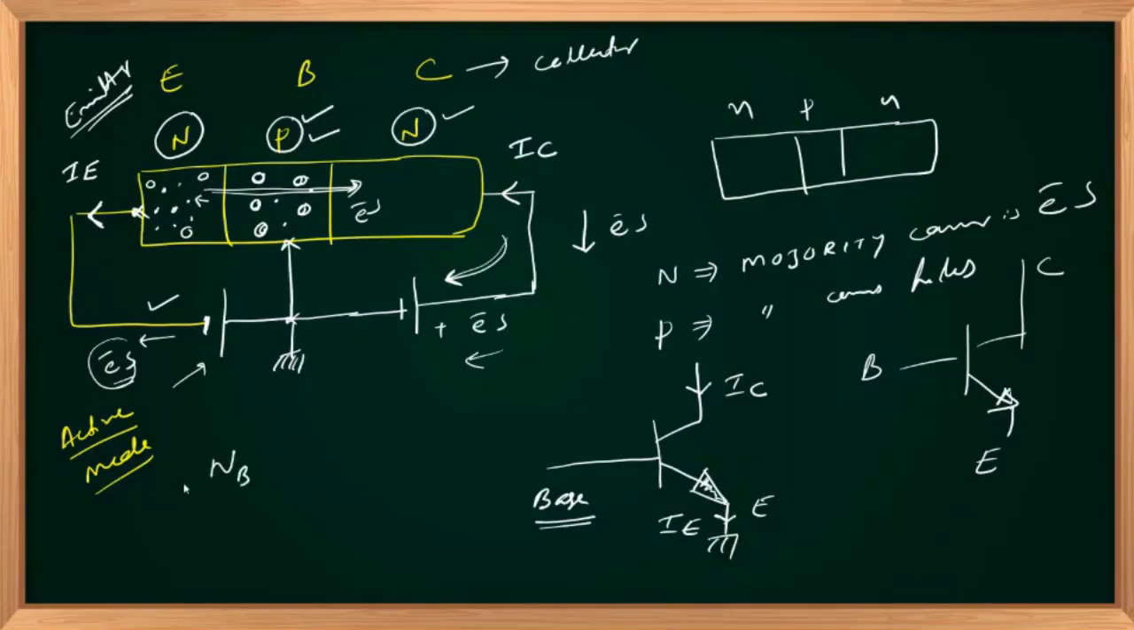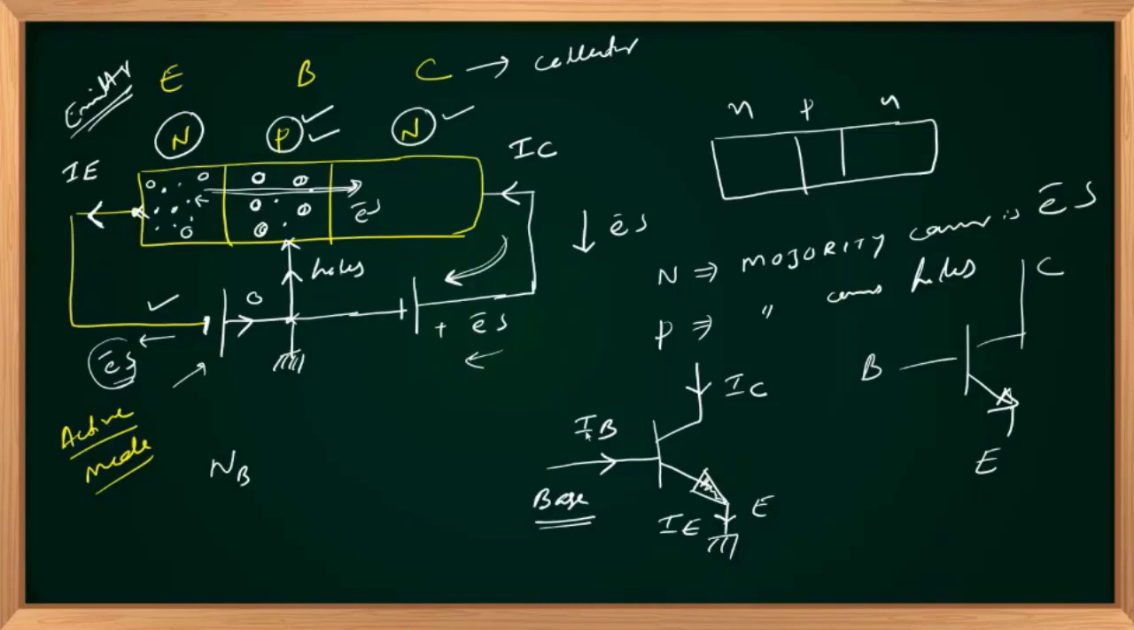So the recombined holes should be supplied by the positive supply rail here. So it should supply enough number of holes. So holes flow into the base; it is supplying holes. So conventional current is the same as the direction of flow of positive charges or holes. So your base current flows into the base terminal, right?